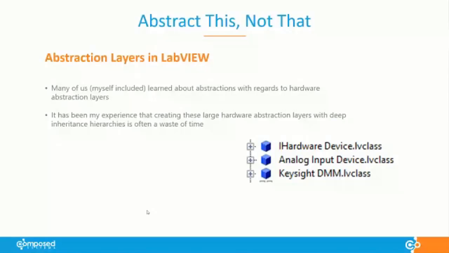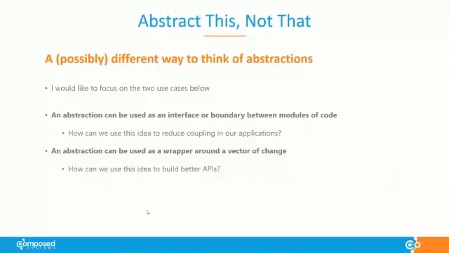So I'd like to focus this presentation on these two use cases, or two different ways of thinking about abstractions. One of them, as I mentioned, is a boundary between modules of code. That means just creating an abstraction to separate two pieces of code. This could be two pieces of code from different sources, so maybe an external piece of code that someone else wrote in your application. You use an abstraction purely to put a line in between those two codes so that your code isn't directly calling this other code.